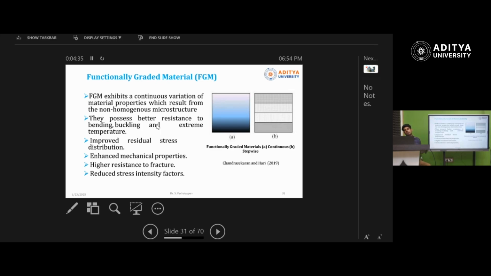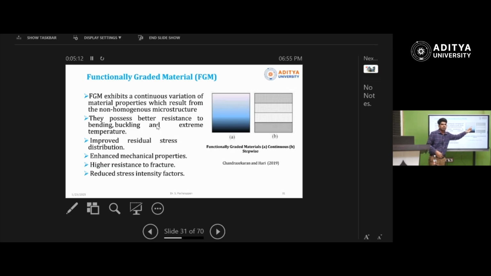The functionally graded material exhibits a continuous variation of material properties, which results from a non-homogeneous microstructure. These materials can be fabricated by two methods. One is the continuous method, and the second diagram shows the stepwise method. In the continuous method, the metal is made into powder, and by using centrifugal action and extreme temperature, the material molecules penetrate the other material molecules, and this kind of smooth structure is obtained.